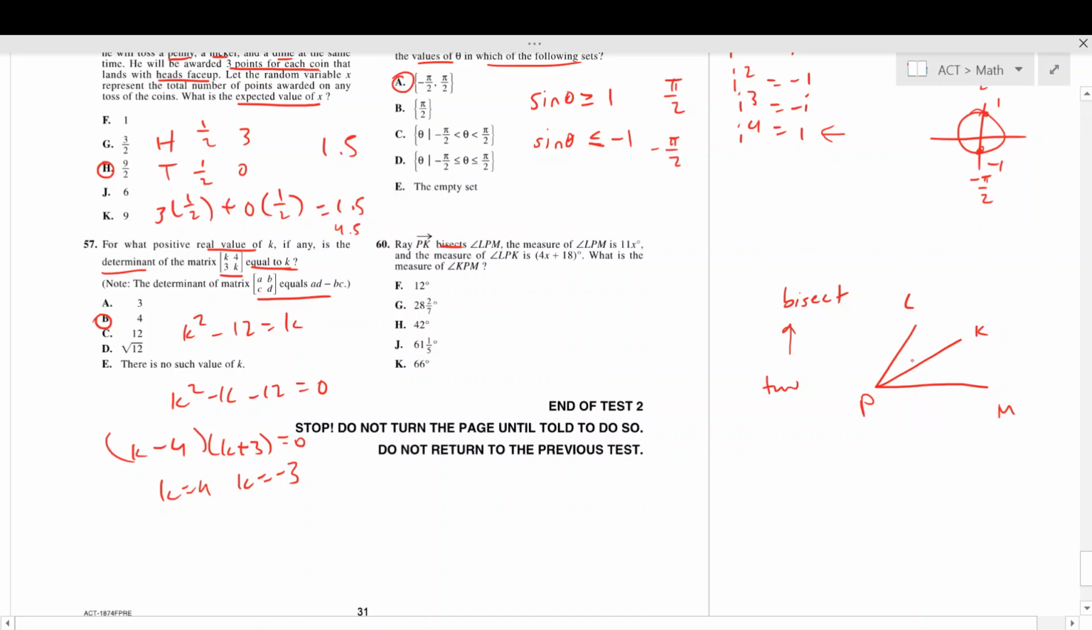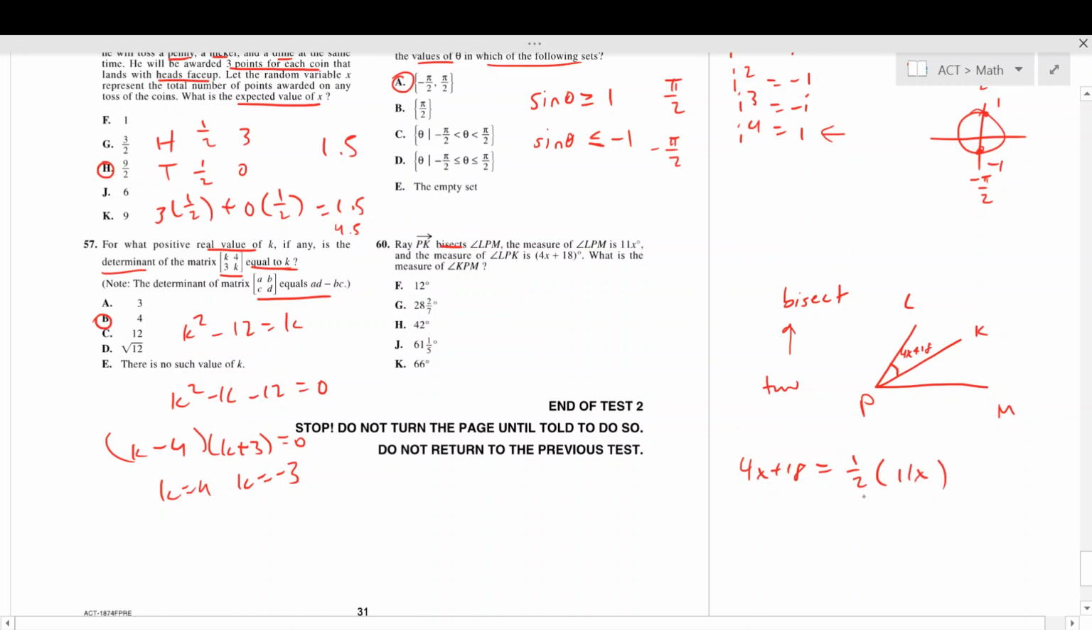So LPM is 11x. This whole thing is 11x, right? I'm just gonna delete that for now. LPK is 4x plus 18. What's the measure of KPM? So we want this. So, like I said before, these two angles, this angle and this angle, must be exactly the same. So if we find LPK, we can find KPM. So how do we find LPK? Well, from the definition of bisect, 4x plus 18, that angle, must be equal to 1/2 of the entire angle, and the entire angle, remember, is 11x.